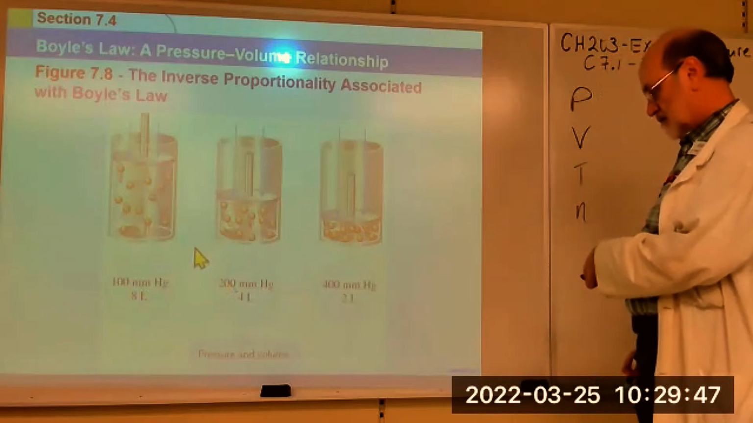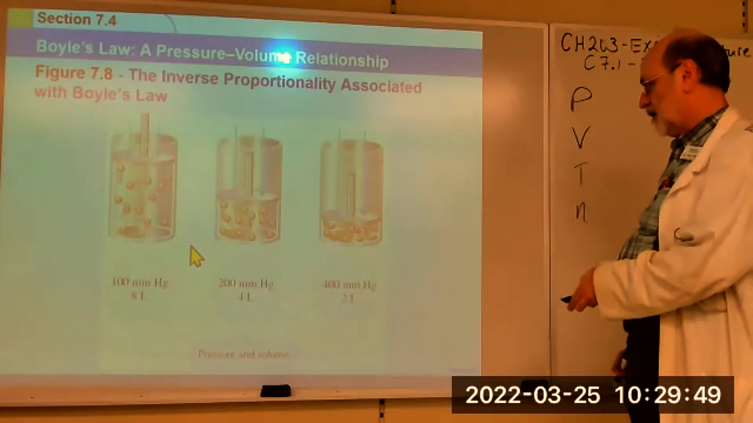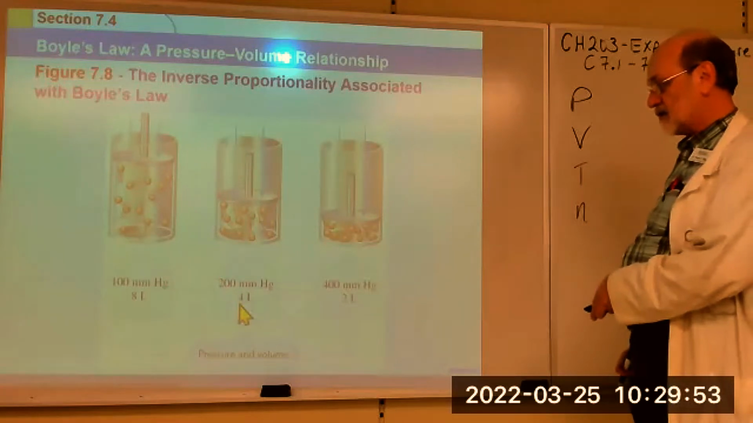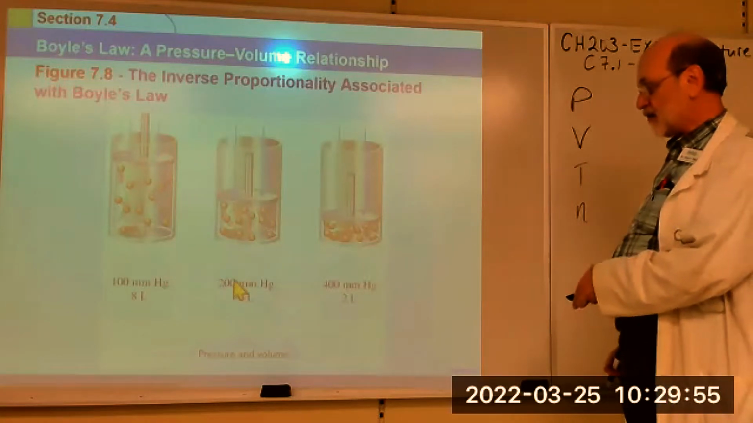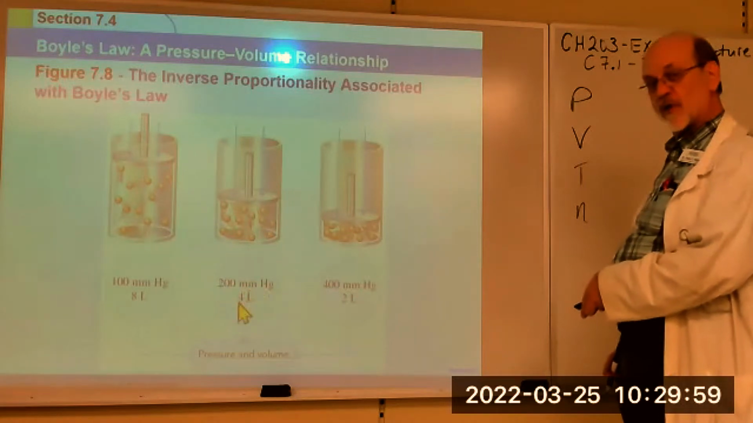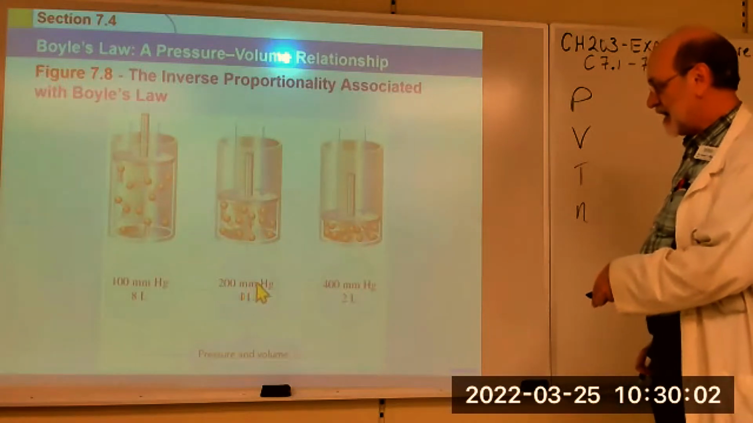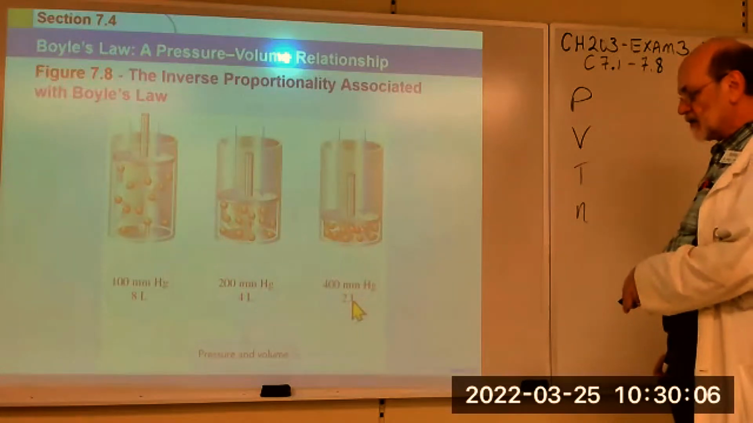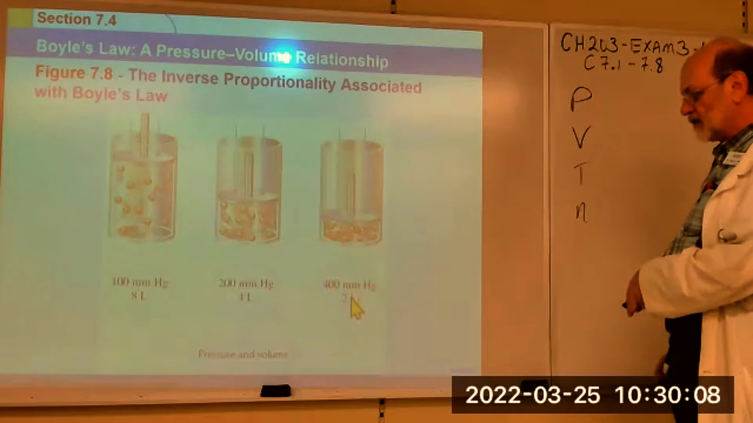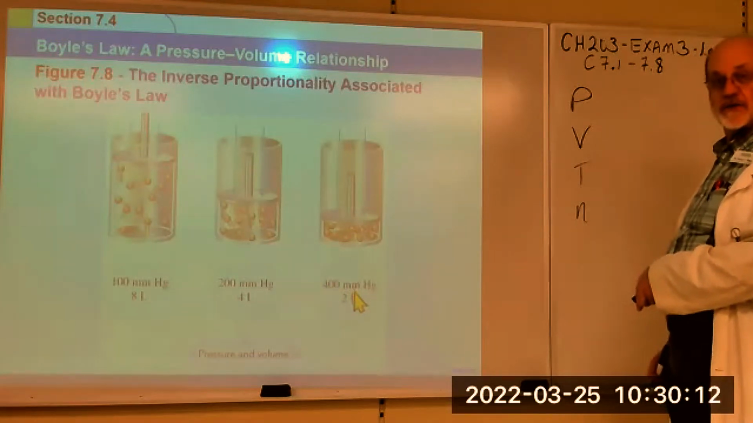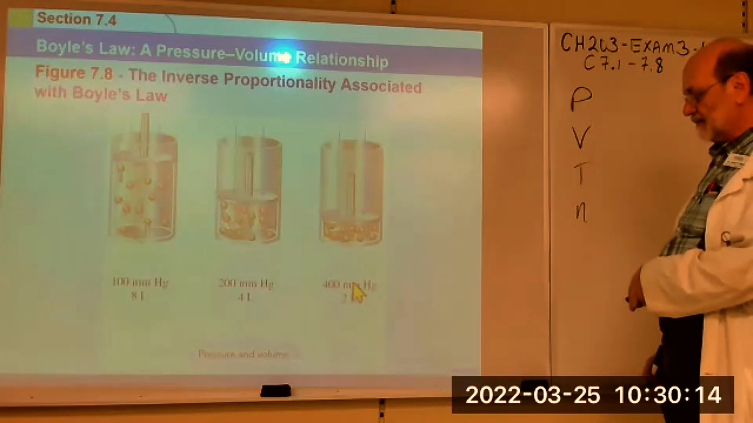If we decrease the volume to 4 liters, that means the pressure has doubled. So 200 times 4 is also 800. If we increase the pressure further, it decreases the volume to 2. So 400 times 2 liters is 800. The product of those values are all equal to the same number. They're constant.